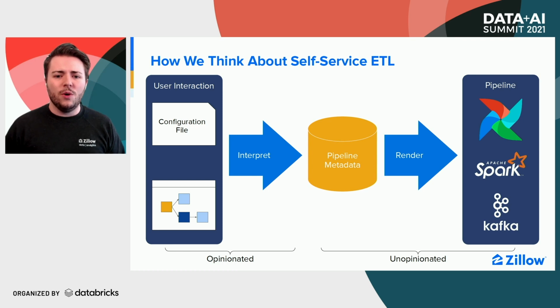As we thought about what a self-service ETL solution should do, we broke down the process of transforming a configuration into a functioning pipeline into 5 steps. I'll briefly go over each of these steps here, and then we'll take a deeper dive into each later in the next slides. So the first is the user interaction layer. This is where the user implements the pipeline configuration. It can be anything from a fully fledged UI to a JSON blob that's checked into a Git repo.